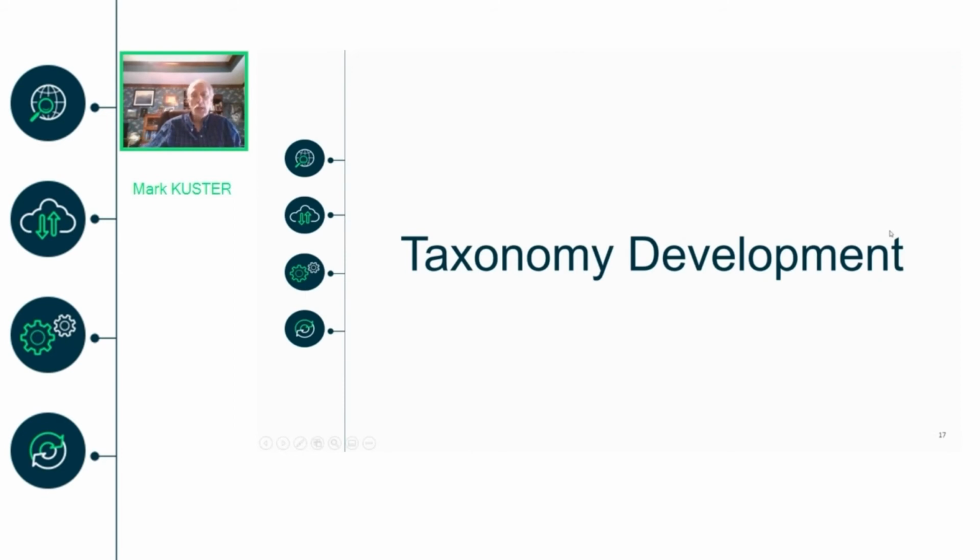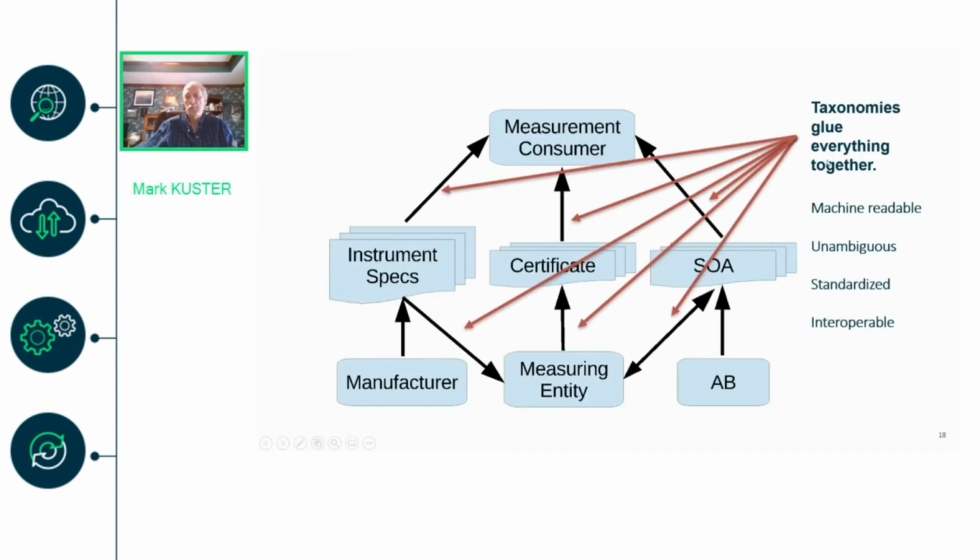Now, in working on all these projects, it quickly came to light that none of them will reach their full potential without a defined and standardized taxonomy, at a minimum a taxonomy of measurement processes and measurands. So we've worked on that for quite some time. In order to make all these information exchanges machine readable, unambiguous, standardized, and interoperable, it really requires a taxonomy to glue it all together.